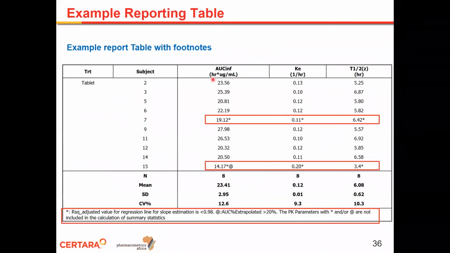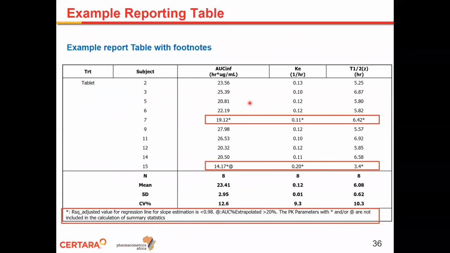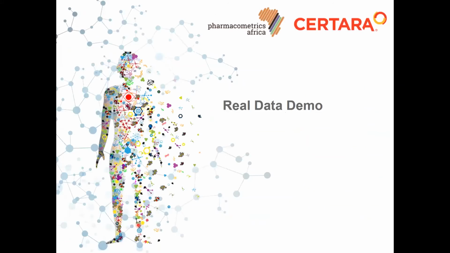And here's just a quick example of what this table for reporting can look like. It can be simple, but you need to show the assumptions. That's a table that I took from Phoenix Winnonlin. You can have footnotes and say this subject didn't meet the adjusted R squared criterion, and this subject was excluded from the summary. So you need enough documentation about what happened in your data and how you did the computation.